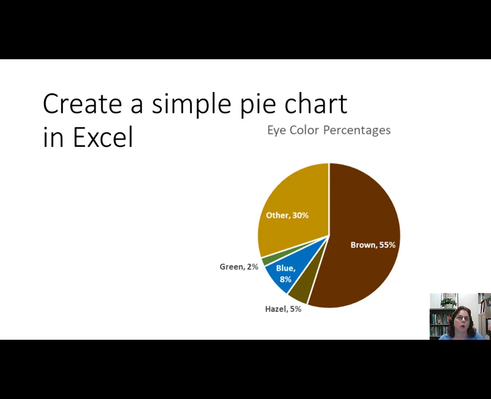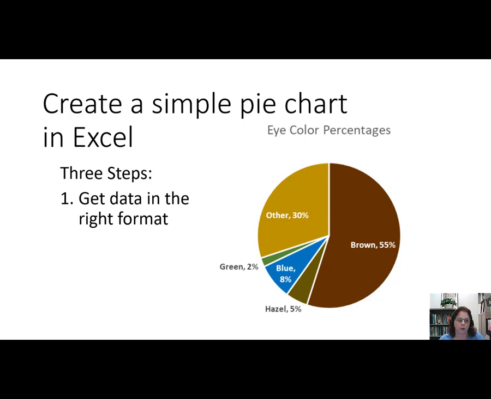A pie chart will help make your data more understandable to your viewers. There are three steps to follow in creating the pie chart. The first is you need to get your data into the right format. Then you can create the chart. And then finally, you can format it to make it look like what you want it to.